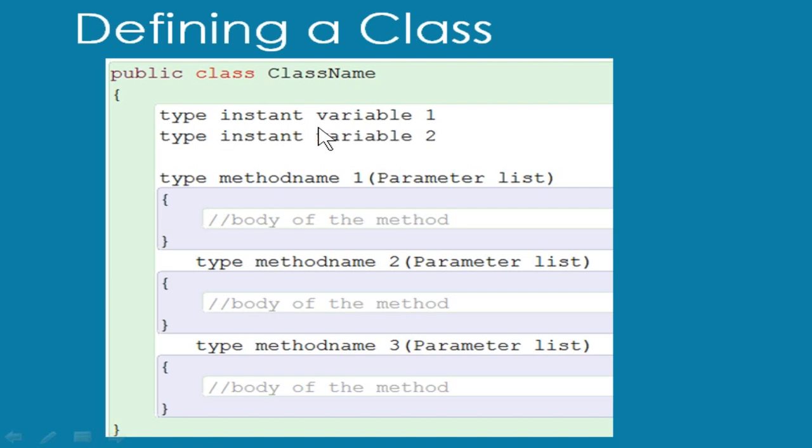So you call it an instance variable. Each and every data member you call an instance because object is called an instance. So you can create as many variables here outside the methods. And then afterwards you can have method 1, method 2, method 3 with parameter list, and then the body of the method. So this is how you will be defining a class. We will see in detail.